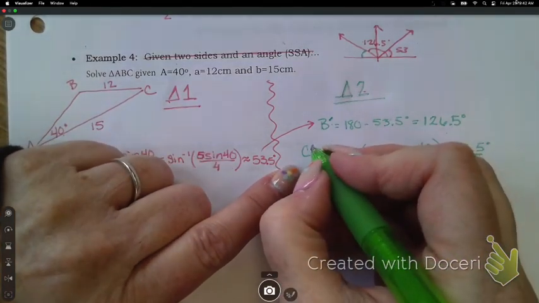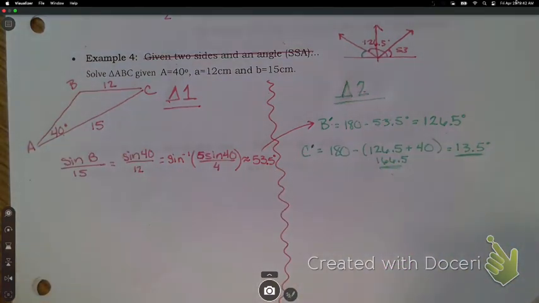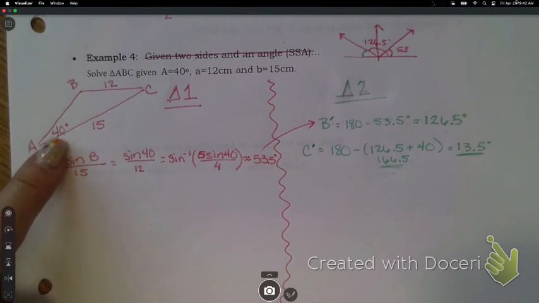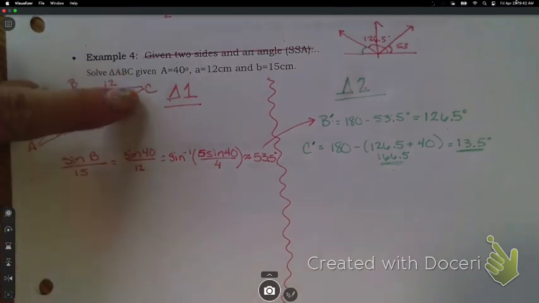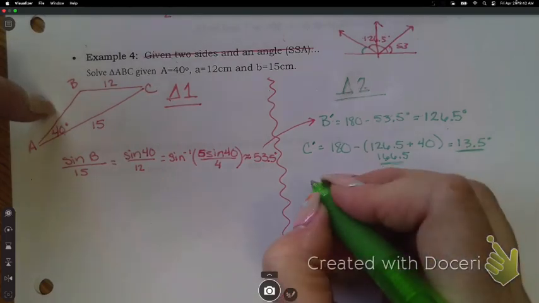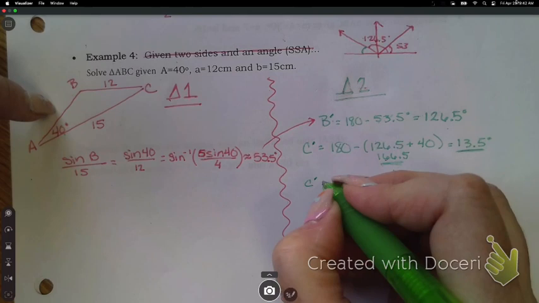Now what do I need to find? Oh, no. A is 40. I got 40 degrees. Find the side. I have to find side C. It's the only thing I have left to find. And so we're going to call it little c prime.